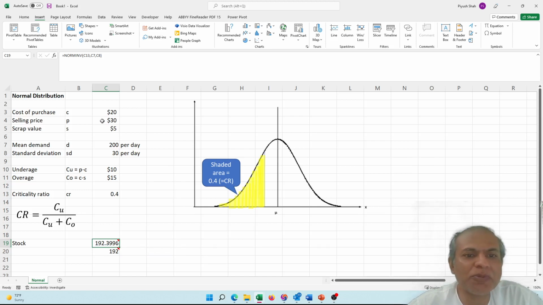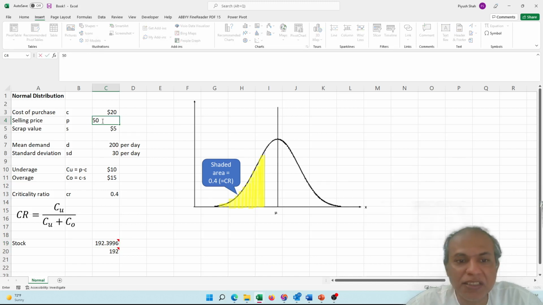Let's do one more experiment. So this is a low margin product, right? $10, and so I'm stocking less than average, and I'm risking some stockouts. I'm happy with that, but I'm stocking less than the mean demand. Now, what if the selling price was not $30, but something like, let's say, $50?